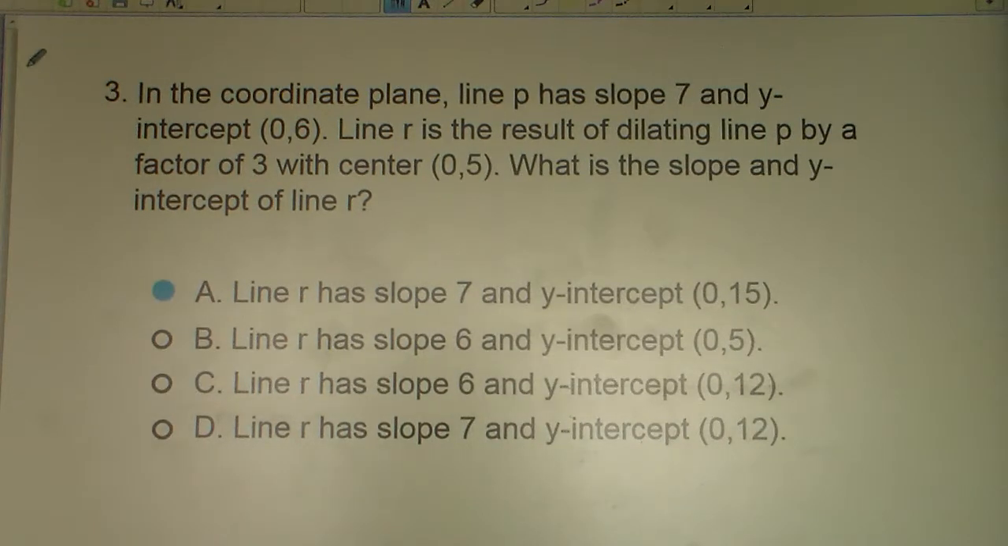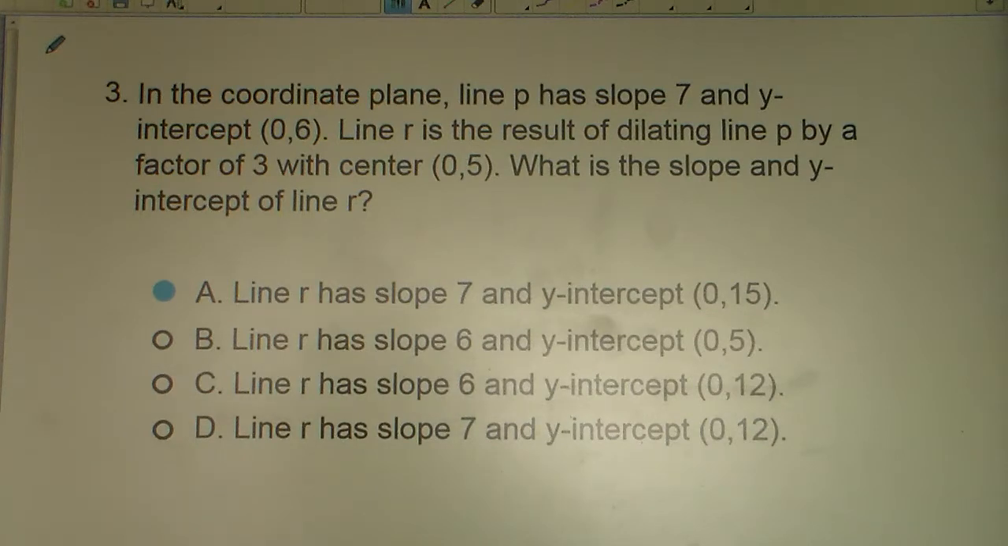Let's do number 3. Number 3 says, in the coordinate plane, line P has a slope of 7 and a y-intercept of (0, 6). Line R is the result of dilating the line P by a factor of 3 with center of (0, 5). What is the slope and y-intercept of this line R? Now, this is the same presentation how they say on the PARCC. Same wording.